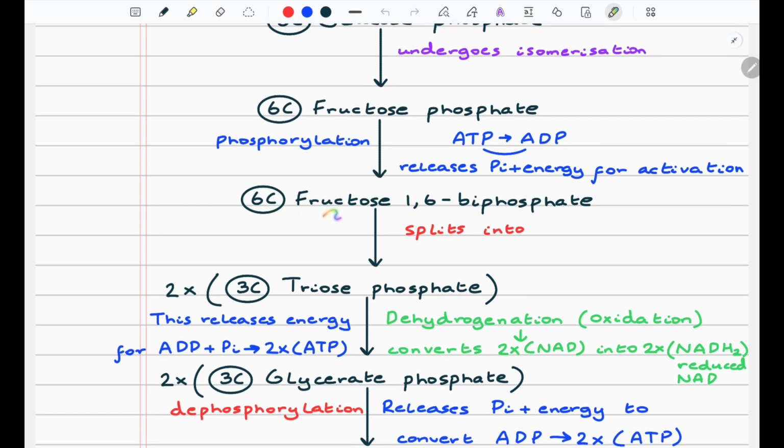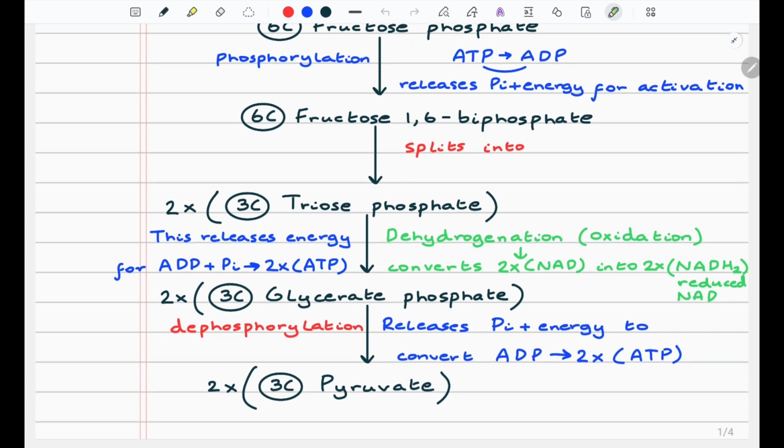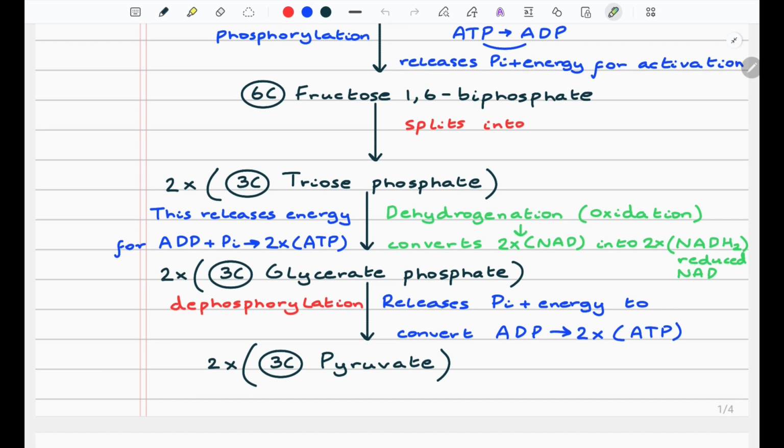So this 6C fructose 1,6 biphosphate splits into two 3 carbon triose phosphate. So we got two of these from this one singular 6 carbon fructose 1,6 biphosphate. We got two 3C triose phosphate. The triose phosphate undergoes dehydrogenation, which is basically oxidation, and converts 2 NAD into 2 NADH2, because since there's two 3C triose phosphates, so one NAD for each triose phosphate.